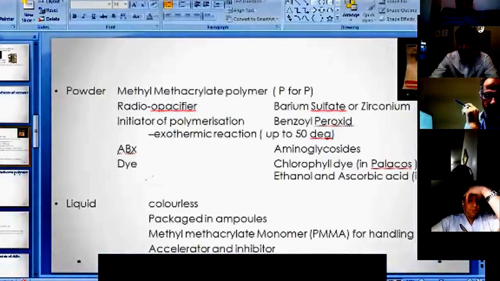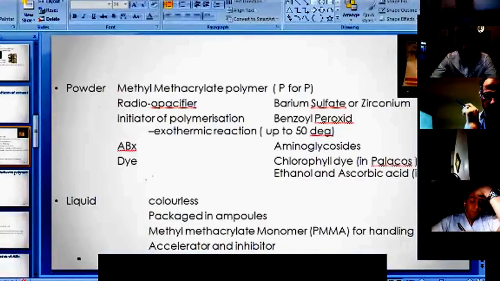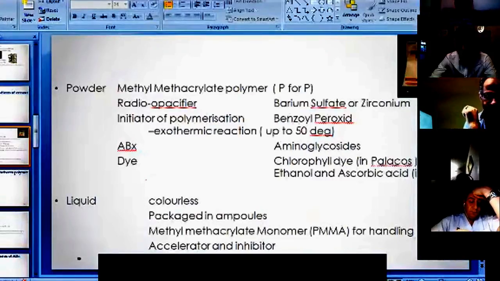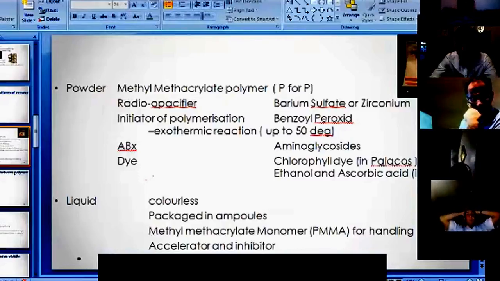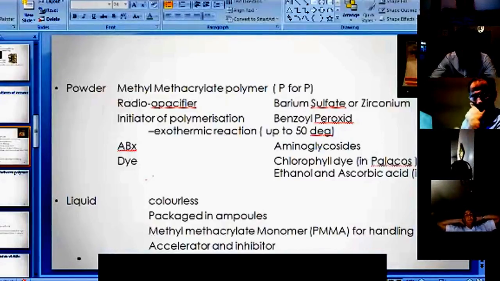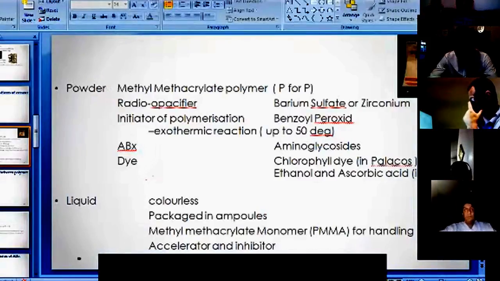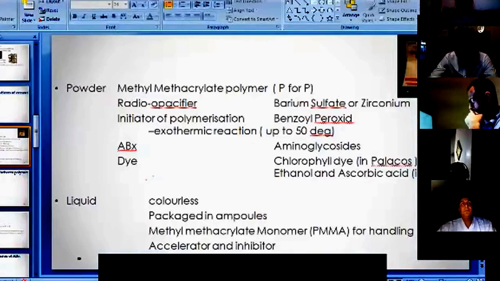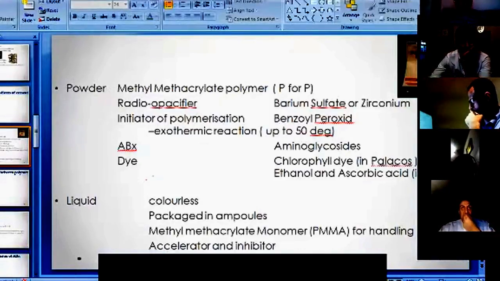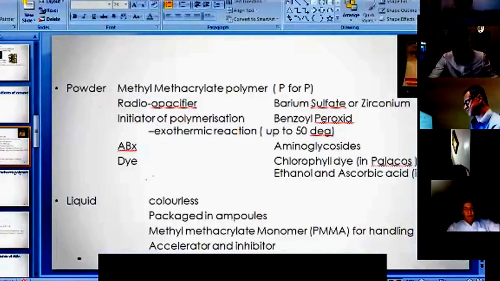Thank you, Athar. So again, classification to start with. It's made of two things, as Athar said, powder and liquid. Show the examiner that you've seen cement before and you've used it. It might look silly, but it's very important that you classify it like that. It's two components, powder and liquid, and then you start going into these individually. So for the powder, the way to remember is P for P: powder contains the polymer, the methyl methacrylate polymer.